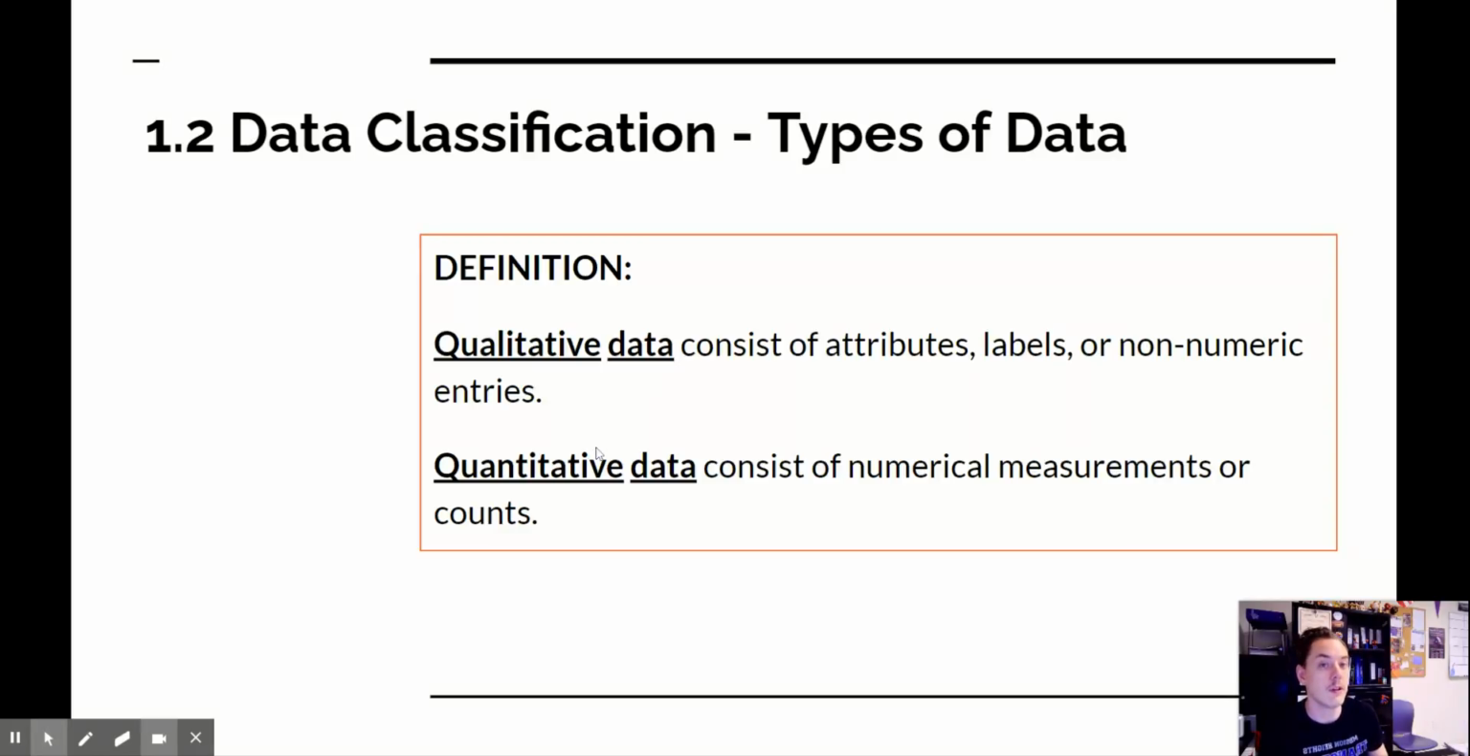So 1, 2, 3, 4, 5, how many people in my classroom? Okay, how many people in my household? How many action figures do you own? How many Instagram likes do you have? All that fun junk. That is going to be quantitative. So quantitative is numbers. Qualitative is like descriptions.